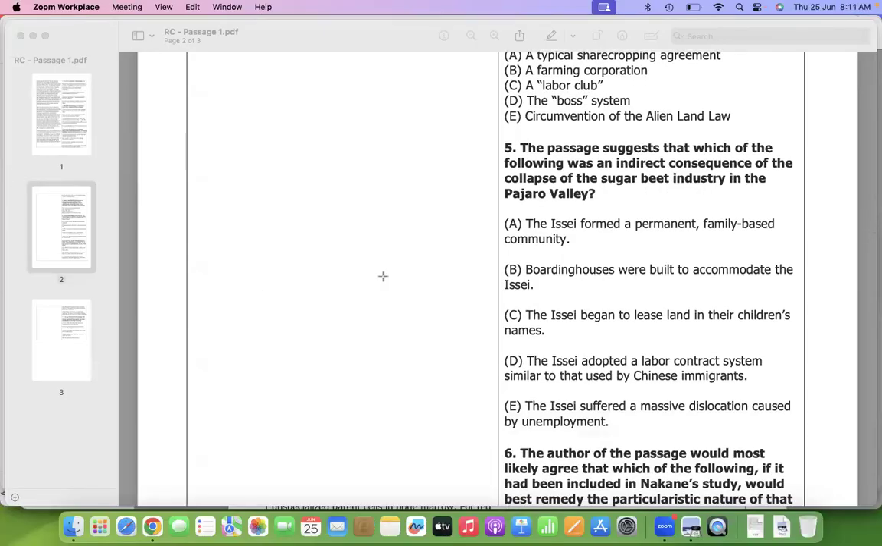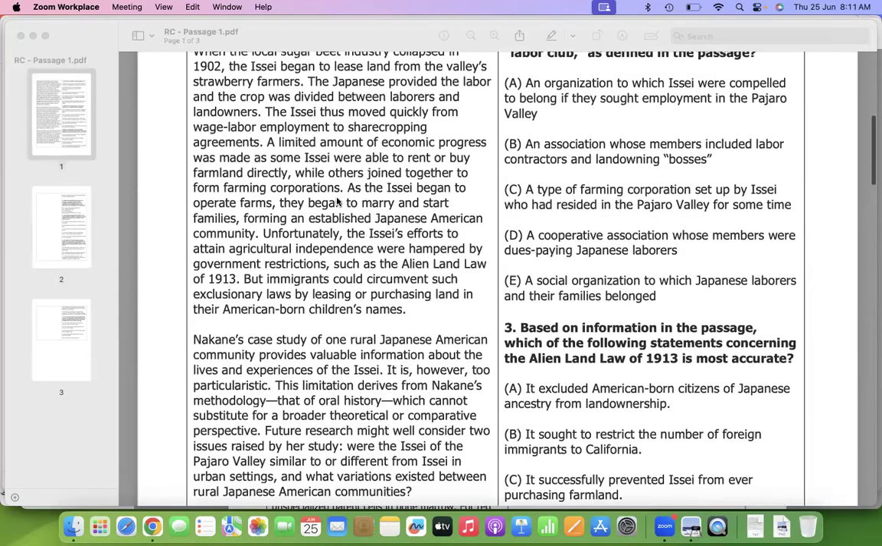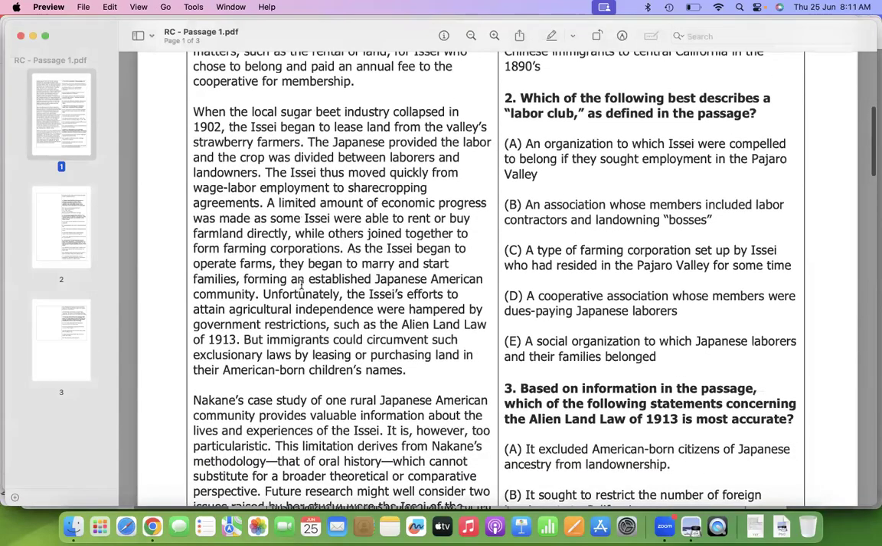That is why it is not C, children's names. That is a consequence of the alien land law, not the collapse of the sugar beet industry. Boarding houses irrelevant, Chinese immigrants irrelevant, dislocation irrelevant. Don't get put off by this word permanent, if that is what put you off, because it clearly says established.